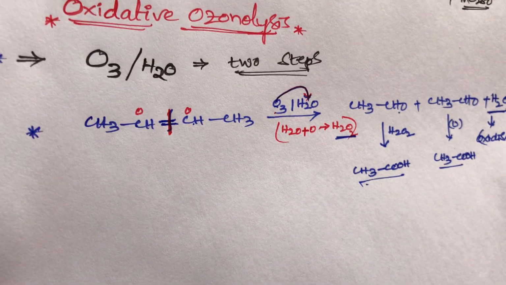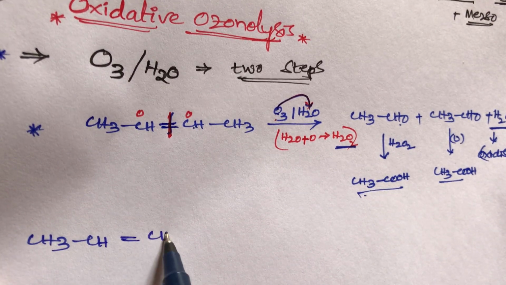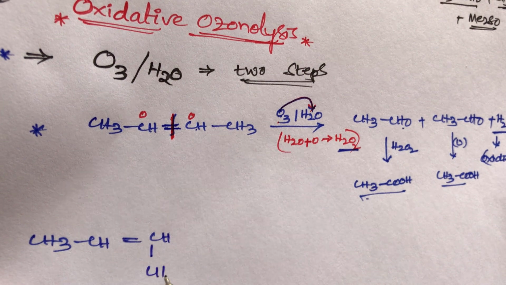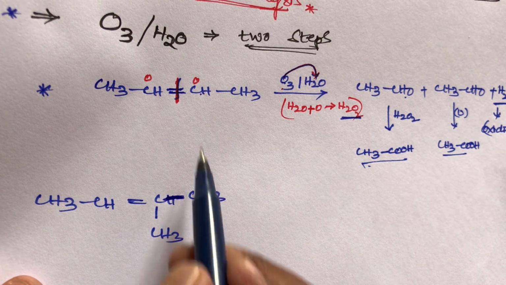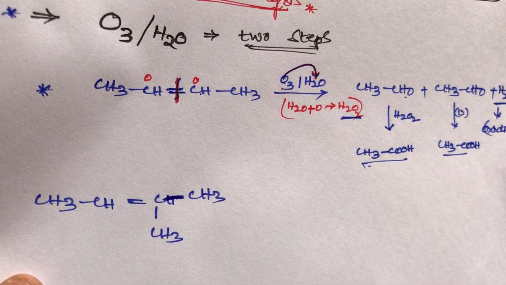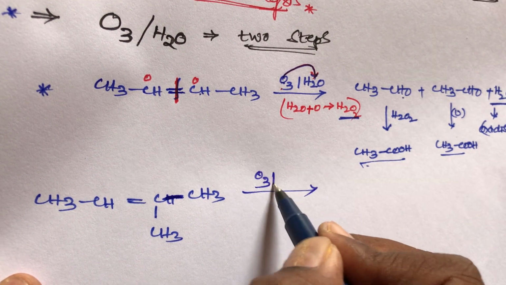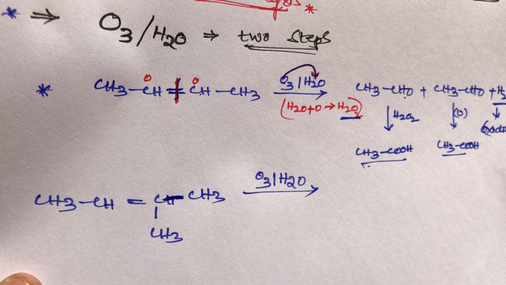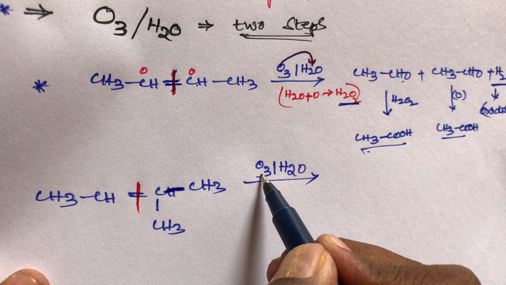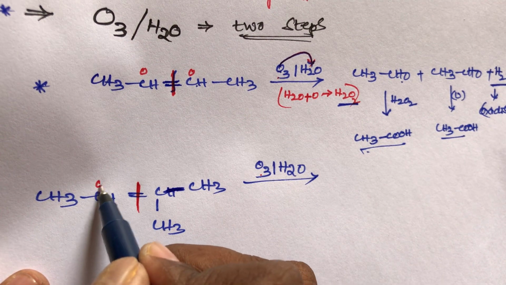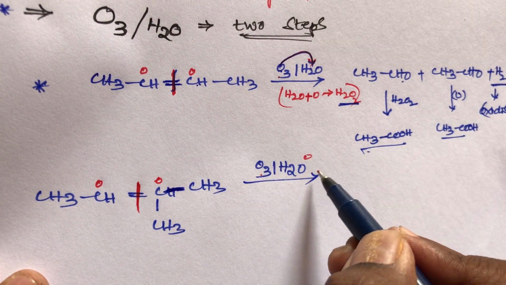If in case you take one more example, student, CH3 CH double bond C, then CH3 on each side, it is an unsymmetrical alkene, 2-methyl-2-butene, reacting with ozone in the presence of water. What happens, student? Same thing: only one double bond is there, so bond cleavage. Three oxygens are there: put one oxygen here, one oxygen here, and one on H2O, so this H2O is converted into H2O2.